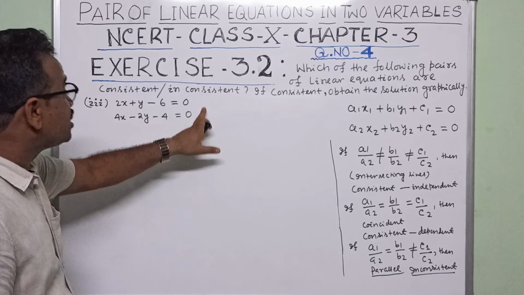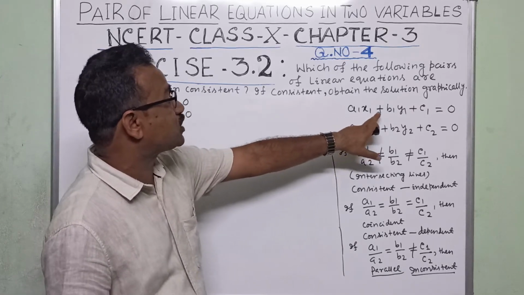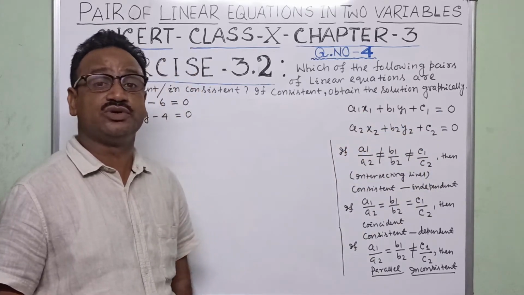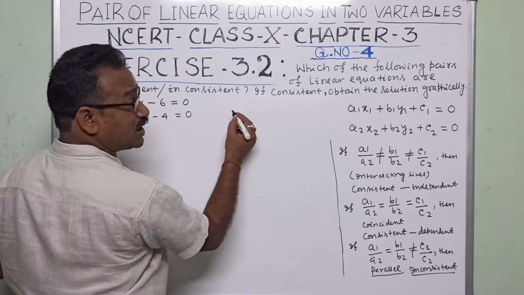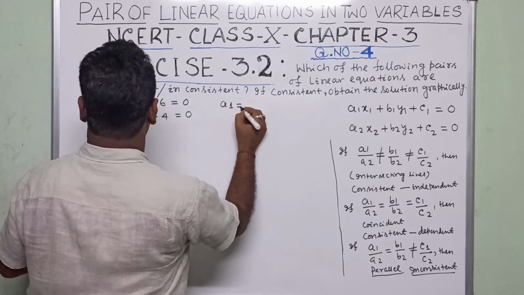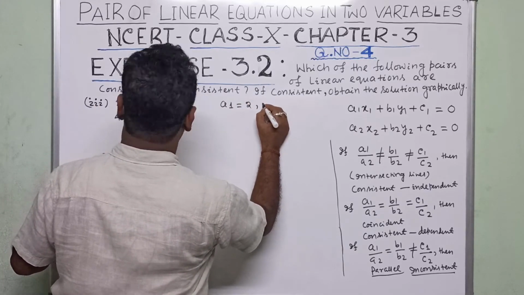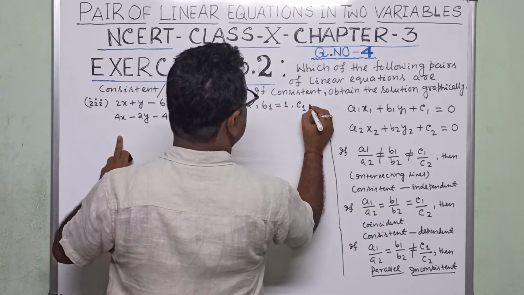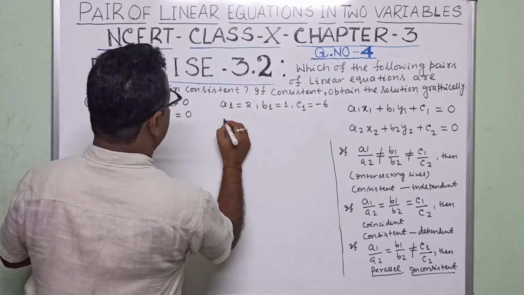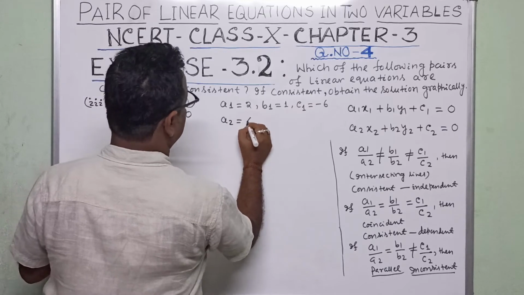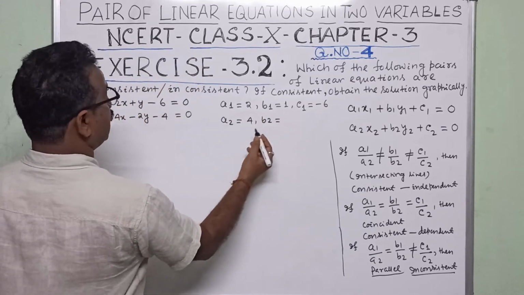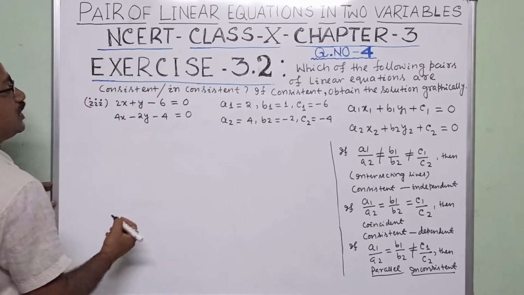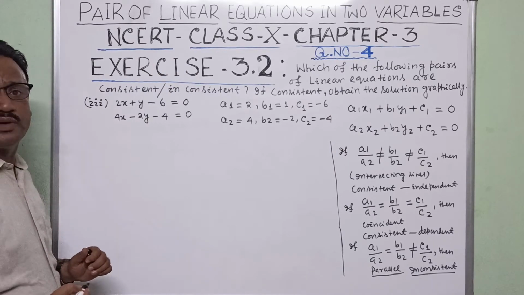Now equating these two equations with a1 x plus b1 y plus c1 is equal to 0, and a2 x plus b2 y plus c2 is equal to 0, what values will we get for a1, b1, c1? a1 is 2, b1 is 1, c1 is minus 6. Now a2 is equal to 4, b2 is equal to minus 2, c2 is equal to minus 4. You got the values of a1, b1, c1, a2, b2 and c2.